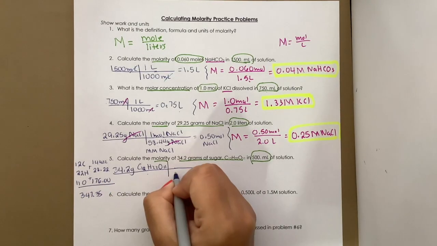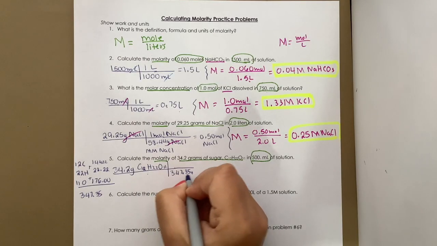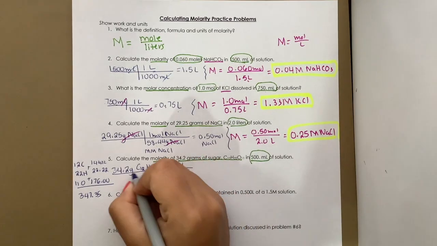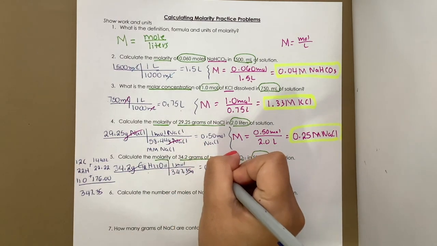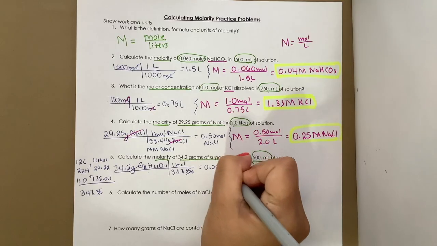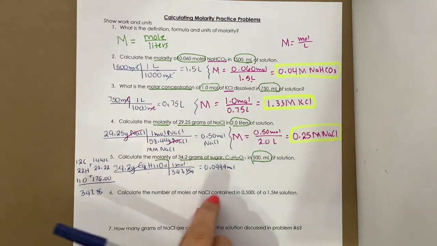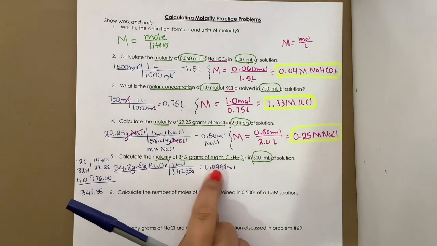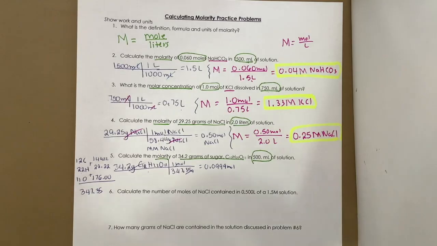347.35. The grams get canceled out. I divide, I get 0.0999 moles. Okay, the reason that I want to leave more decimal places is because that's not my final answer. I'm going to use this to find my final answer.